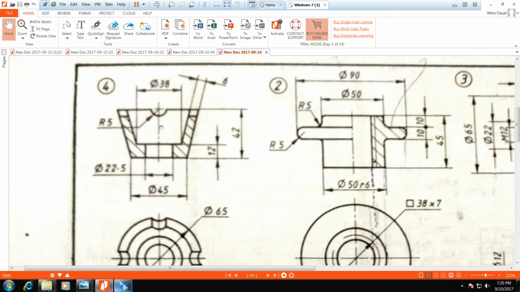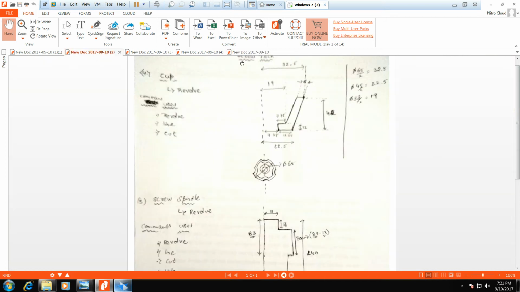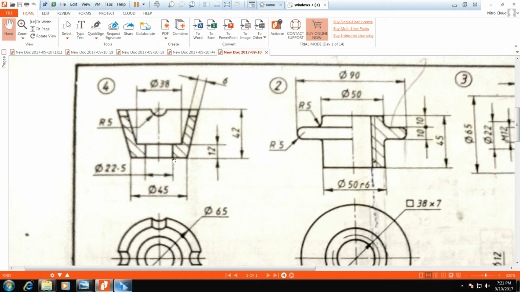Then the wall height should be 42, and from this point to this point it is 38, and this vertical distance is 12, and the width is 6. So draw the half portion of it on one sheet, and it looks like this. From this point to this point 22.5, and from here again 22.5, so we have already come up to 11.25, so again 11.25 plus 11.25 will be 24.5.